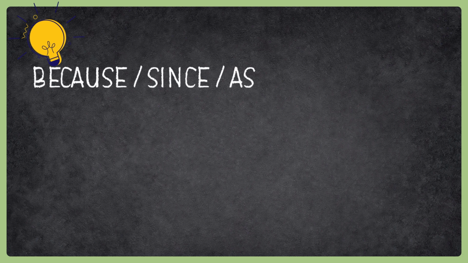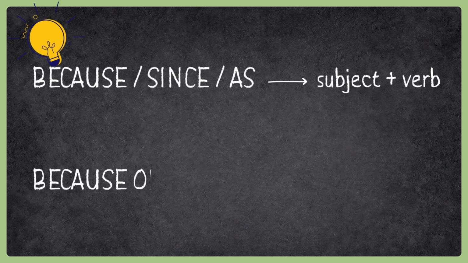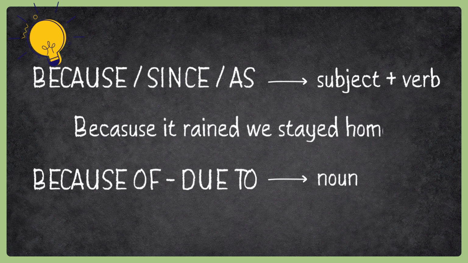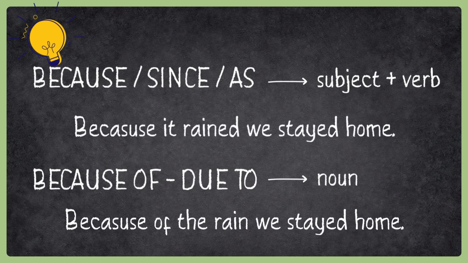Quick tip: because, since, and as are followed by a subject plus verb. Because of and due to are followed by a noun. Because it rained, we stayed home. Because of the rain, we stayed home.